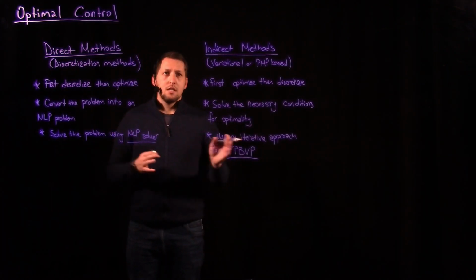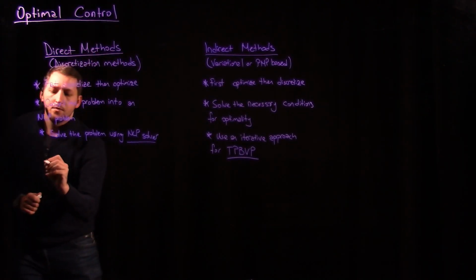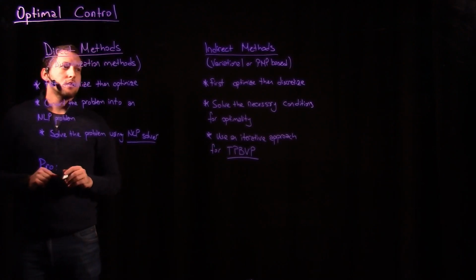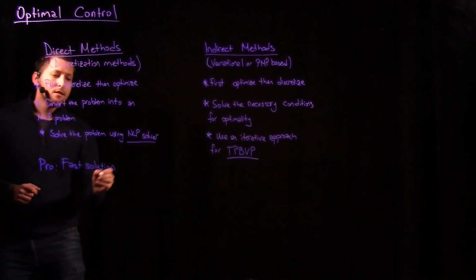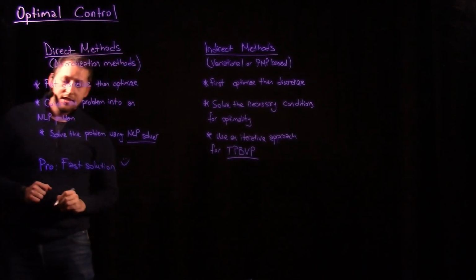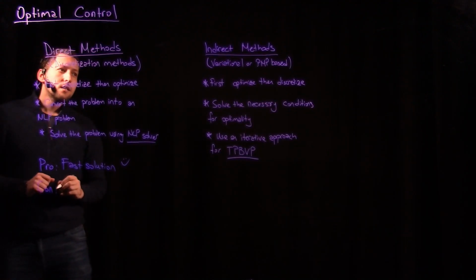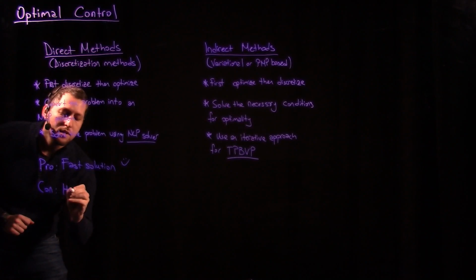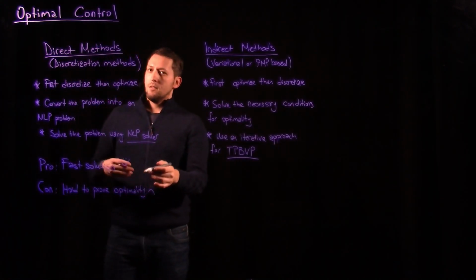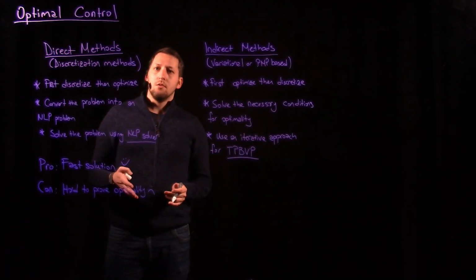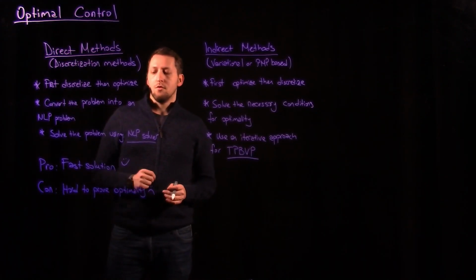And of course, these two approaches have some pros and cons. The advantage of the direct method is the solution can be derived quite fast, which is a nice thing. But on the other side, it's hard to prove optimality. This means that we probably still have a satisfactory result in terms of performance, but from the analytical perspective, it's hard to prove the optimality.